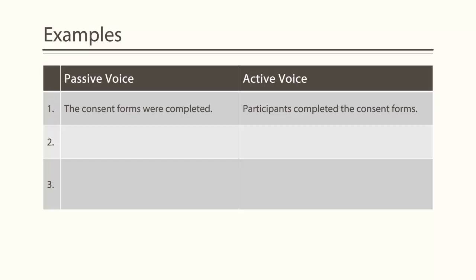In example 1 on the left, "the consent forms were completed" is passive voice because it does not mention the who and focuses on the object, the consent forms. On the right, the active voice version of this sentence is "participants completed the consent forms." This focuses on the who and their action, so it is active voice. This demonstrates one way to convert passive voice to active voice by including the who into the sentence, typically at the beginning.